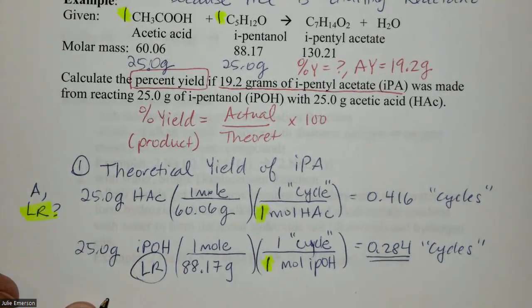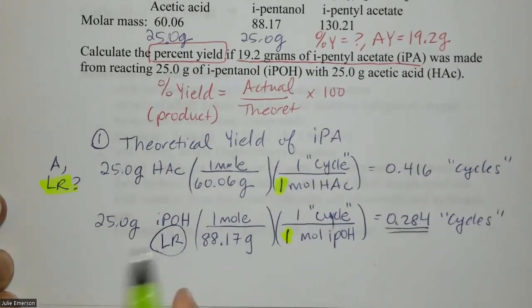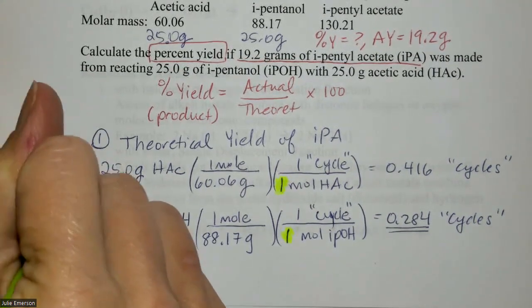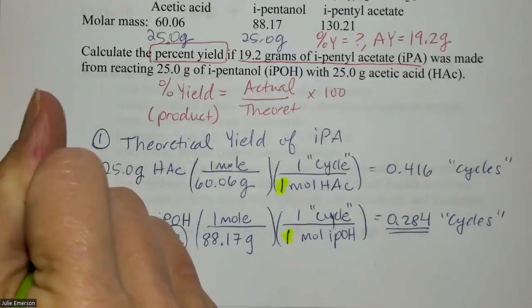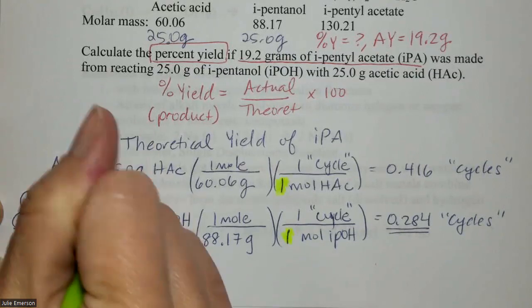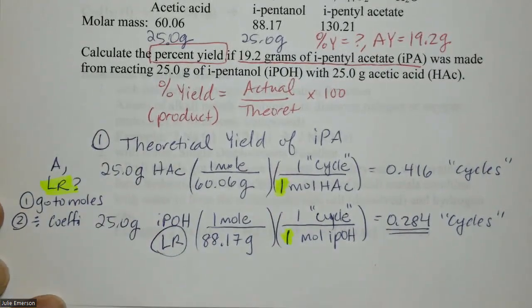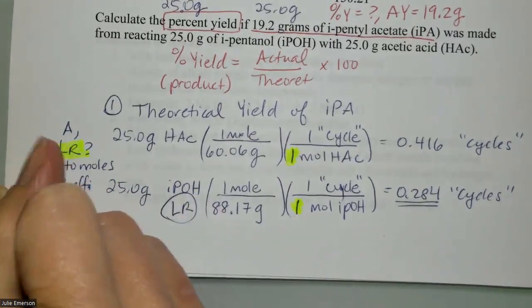It runs out first. So if all we're trying to do is find the limiting reactant, go to moles first. And then second, make sure you divide by the coefficient in front. So that's what I highlighted. Now we're not done. That's part A. Now we've got to do part B.